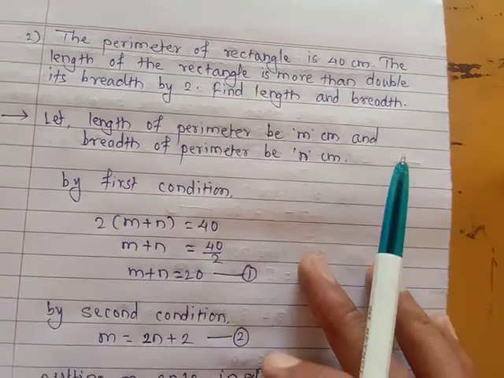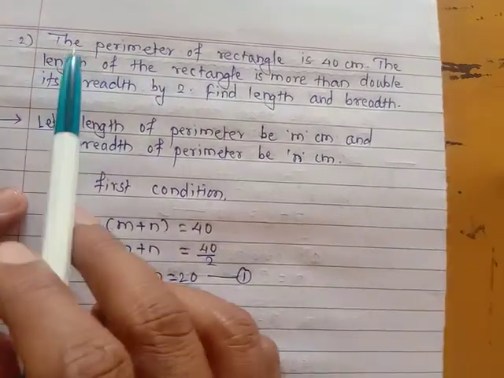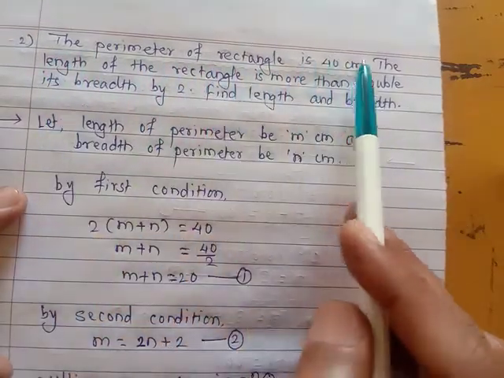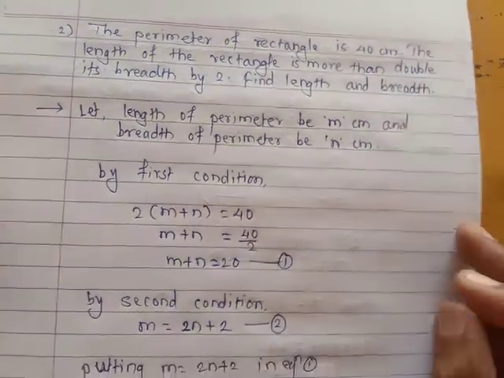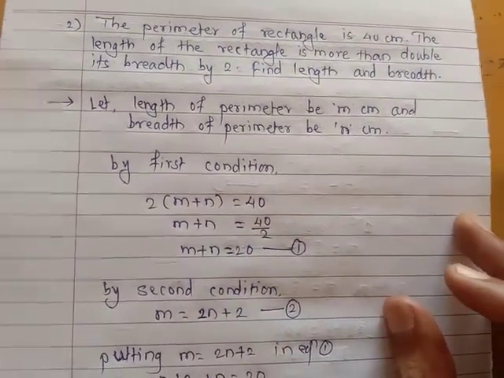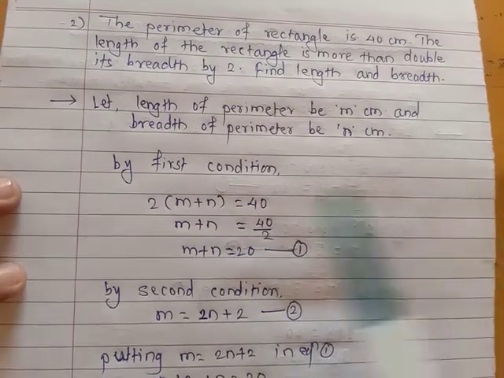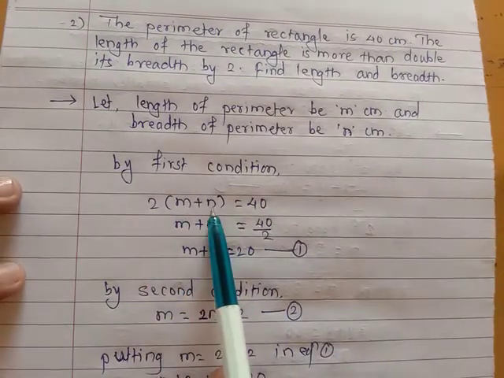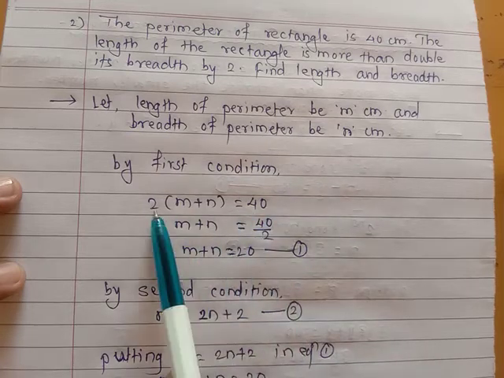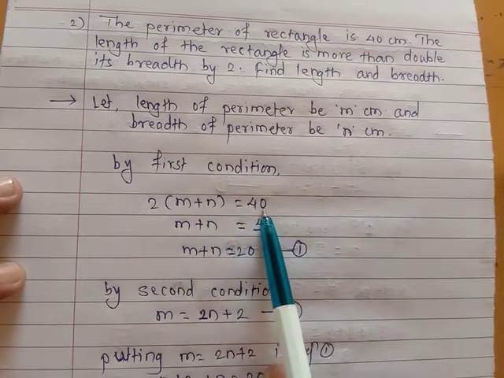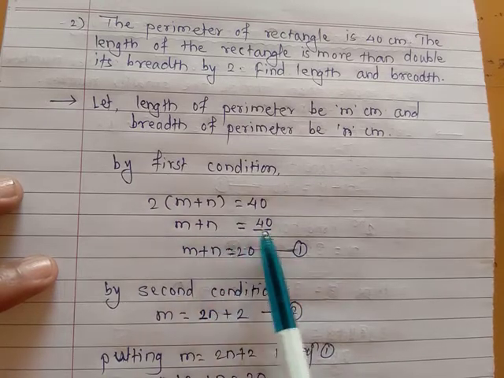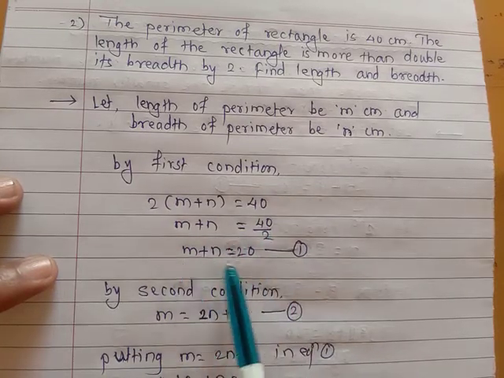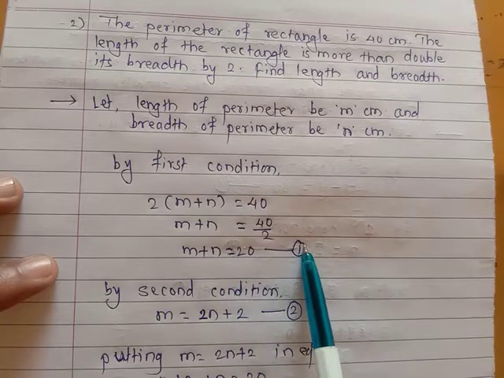We are provided with two conditions here. The perimeter of the rectangle is 40 centimeters. So what is the formula for the perimeter of a rectangle? Perimeter of a rectangle is 2 times length plus breadth. So 2 times m plus n equals 40. Since 2 is multiplied, it gets divided: m plus n equals 40 upon 2, m plus n equals 20. This is equation number 1.